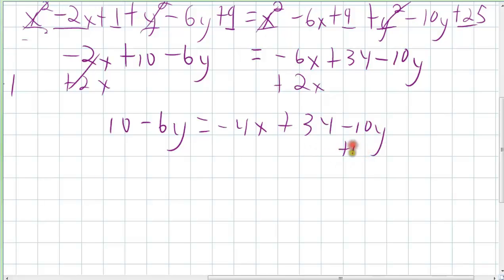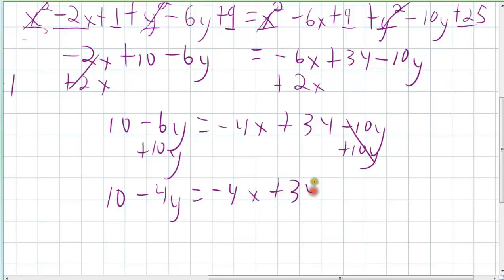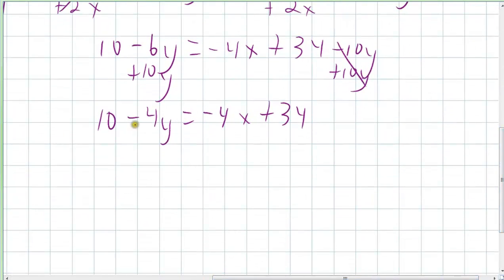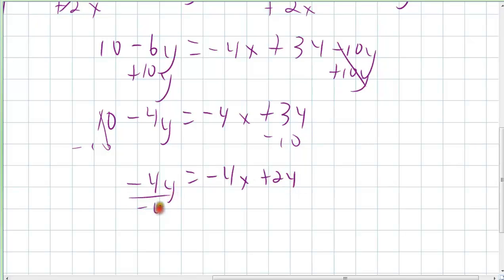I'm going to add 10y to both sides. If it's not clear what I'm trying to do here, I'm trying to get y on one side of the equation by itself so that I can get it into the y equals mx plus b form that we're so used to seeing. And so now I'm going to subtract 10. So here we have negative 4y equal to negative 4x plus 24. Now we divide by negative 4.